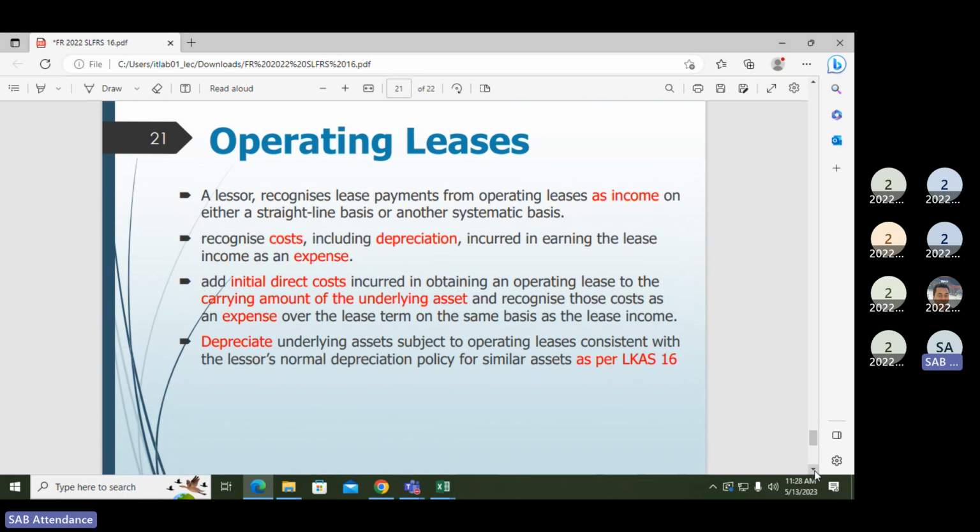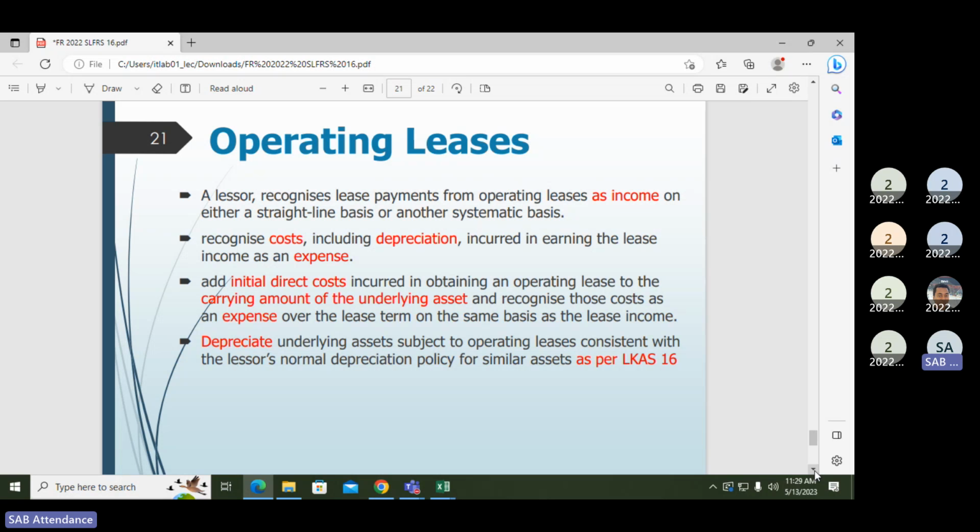Then we take operating leases. The operating leases are very straightforward. The lessor recognizes the lease payment as income. You leased out your building, the annual lease rental becomes income. You keep the building as it is, and you depreciate it the same way.